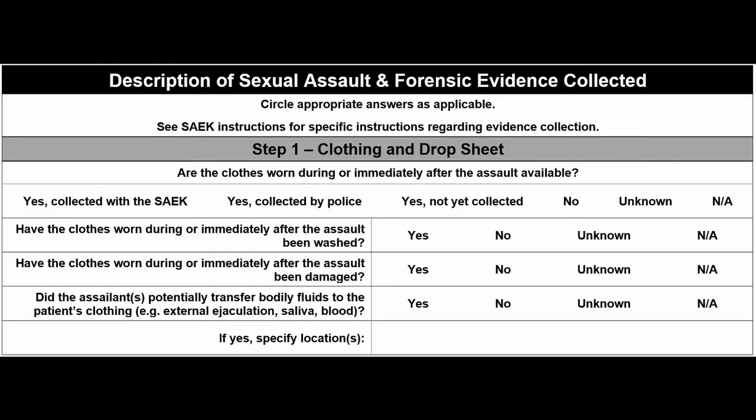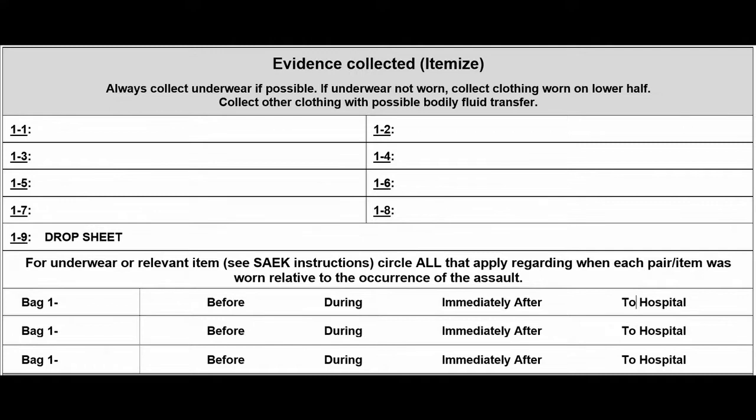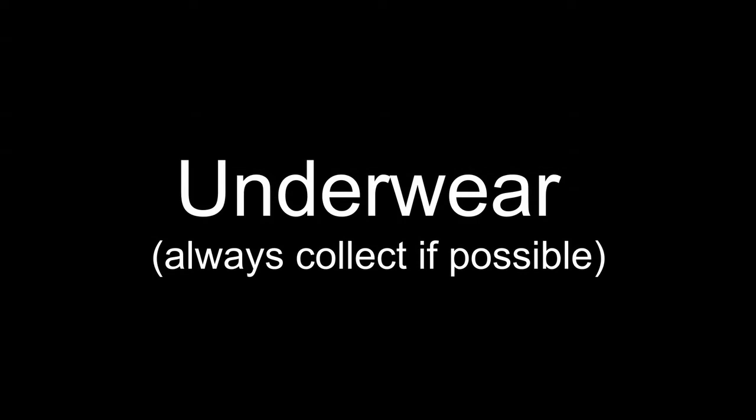Step 1. Clothing and drop sheet. The paperwork asks about clothing that was worn during or immediately after the sexual assault, and there's room to itemize up to 8 pieces of clothing. The underwear should always be collected when available and possible to do so. If the underwear worn at the time was not available or underwear was not worn, the clothing worn on the lower half, such as leggings, pants, or skirt, may be collected. Other outer clothing may also be collected when there's the possibility of bodily fluid transfer. This may include examples such as external ejaculation, or the transfer of blood or saliva onto clothing items.